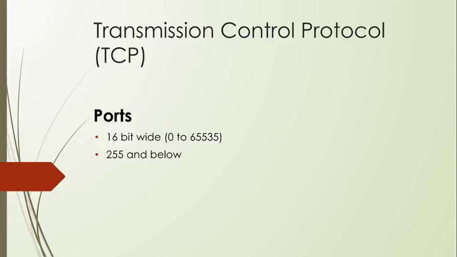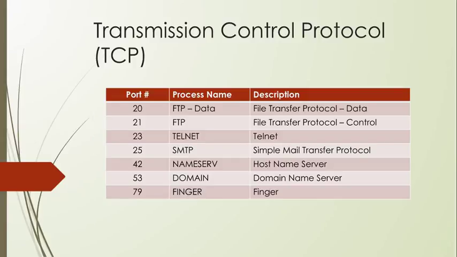So TCP has 16-bit-wide ports. That equates to 0 to 65,535 ports. But ports 255 and below are reserved for special functions for our computer. Here are some of the special functions of those port numbers.